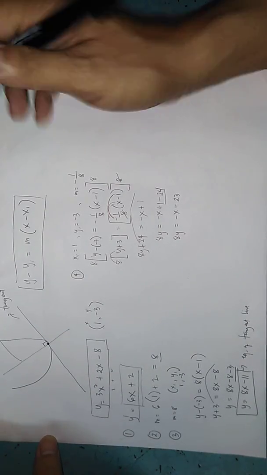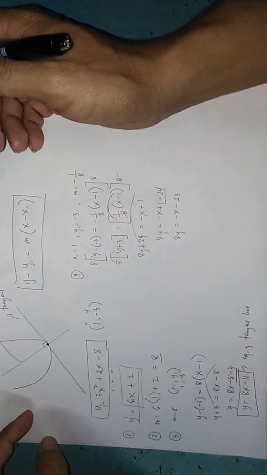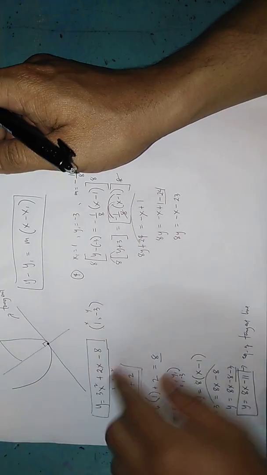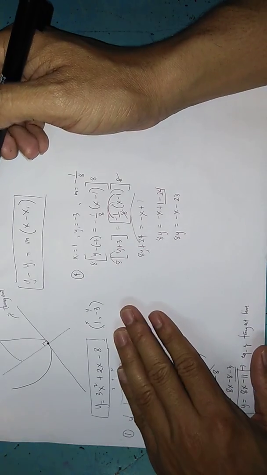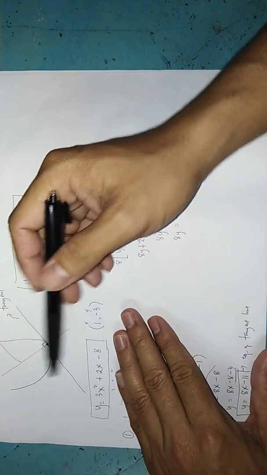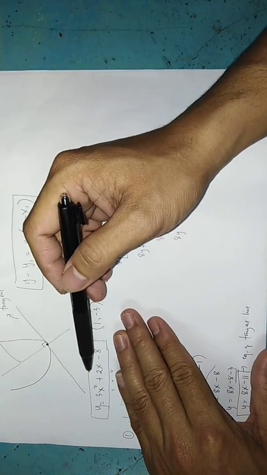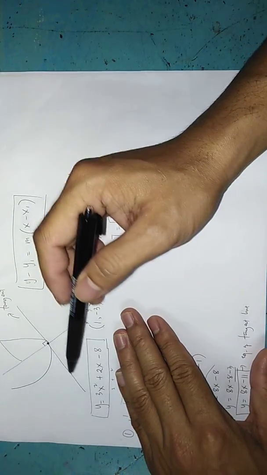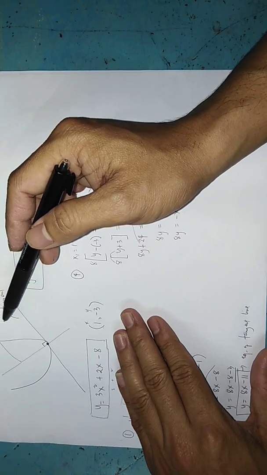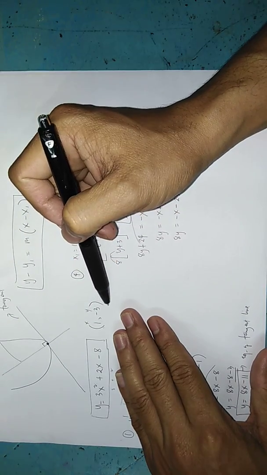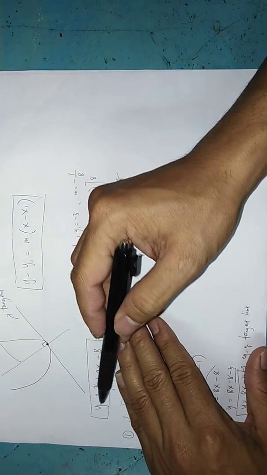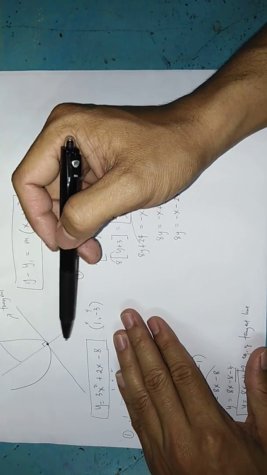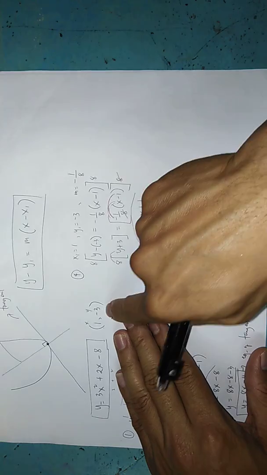Alright, as we continue the lesson, we're now gonna have an example regarding normal line and tangent line. So, ito po yung example. Given the equation of the parabola y equals 3x squared plus 2x minus 8, find the equation of the tangent and normal line at point (1, negative 3). So, yung tanong, pag binigay yung equation ng parabola, hanapin mo yung normal line and tangent line kung saan nag-intersect sila at this point.